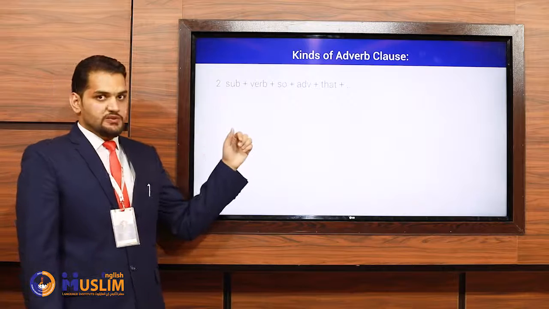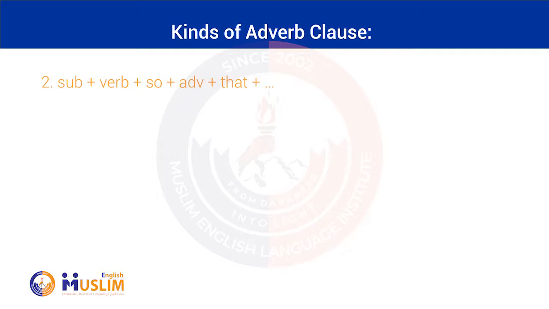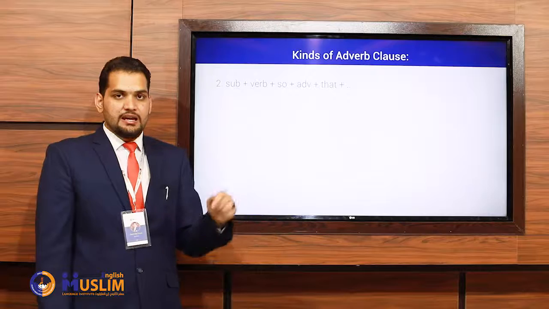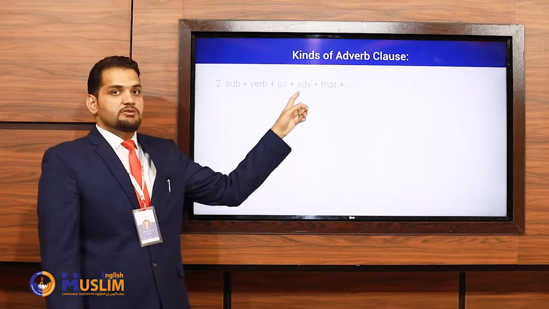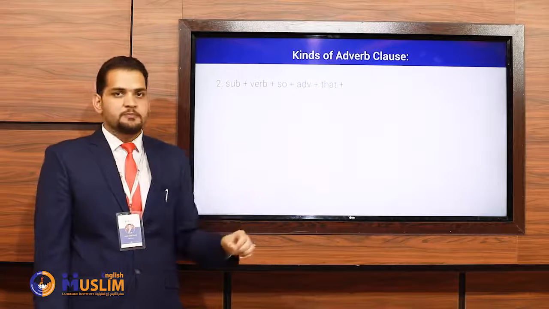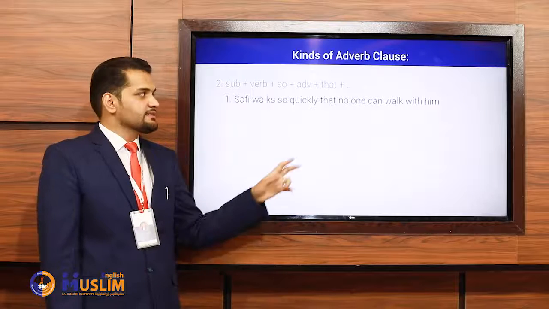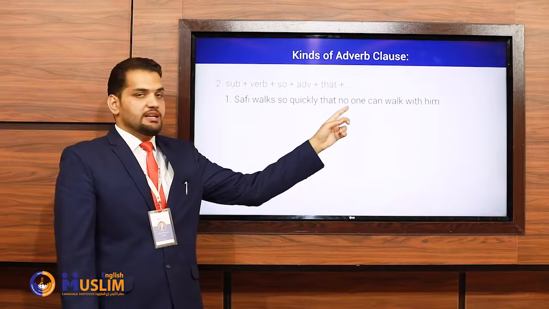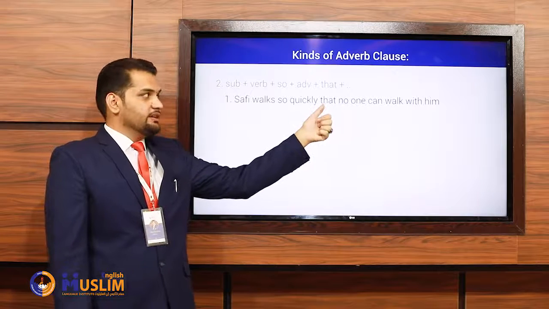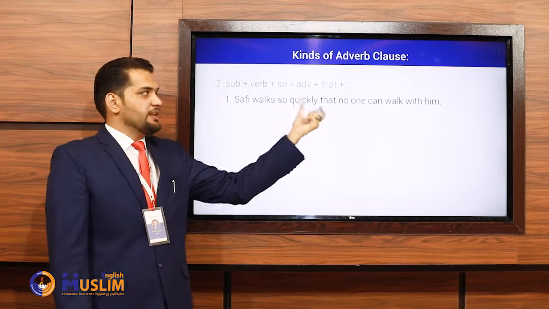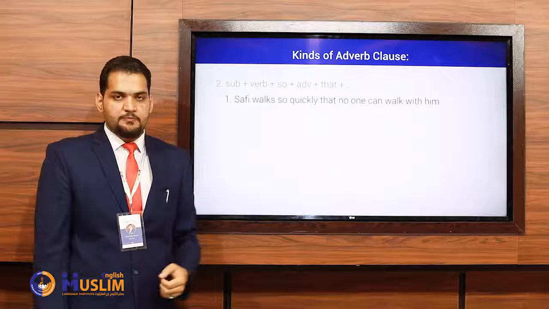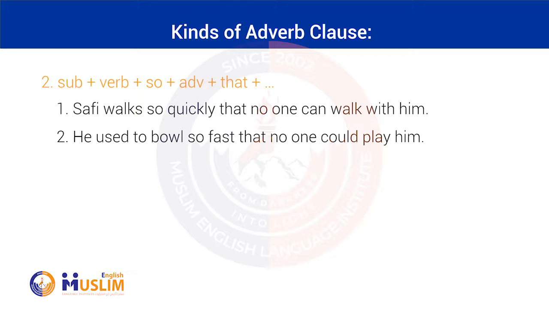Now let's talk about the second structure. Subject plus verb plus so plus adverb plus that plus rest of the sentence. In this structure, instead of adjective, we use an adverb between so and that. For example, number 1. Sophie walks so quickly that no one can walk with him. In this sentence, the adverb clause is that no one can walk with him. But the pair of that is so, and between so and that we have used the adverb quickly. Number 2. He used to bowl so fast that no one could play him.